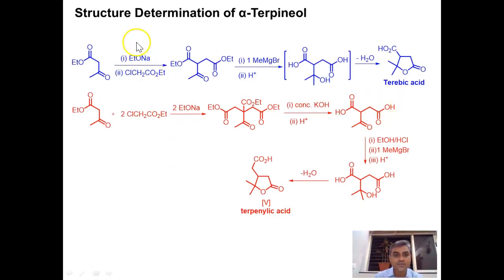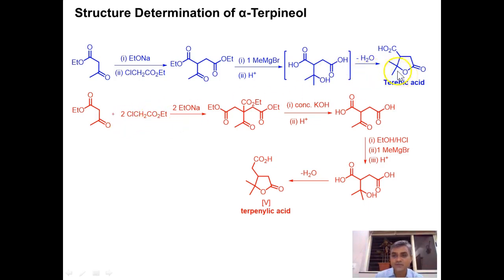This is easy to prepare from ethyl acetoacetate. Both of the compounds can be prepared from ethyl acetoacetate. It is a base catalyzed alkylation reaction, and then its reaction with methyl magnesium bromide here. In both the cases we require the help of Grignard as well as the base catalyzed alkylation reactions. So we get here a hydroxy acid, and this hydroxy acid undergoes cyclization to form the terpic acid.